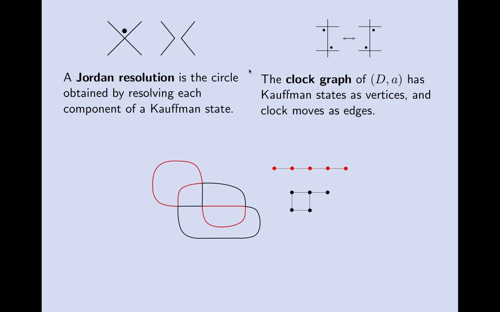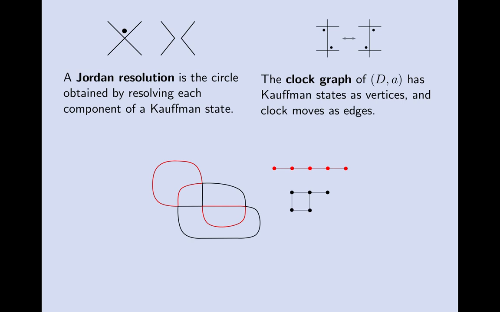Also, we can create a new graph starting from Kauffman states, whose vertices are just Kauffman states on a given marked projection, and edges are given by the following construction. If we have a Kauffman state on a marked projection that locally looks like this, we can just switch the position of these two adjacent components and obtain another Kauffman state.